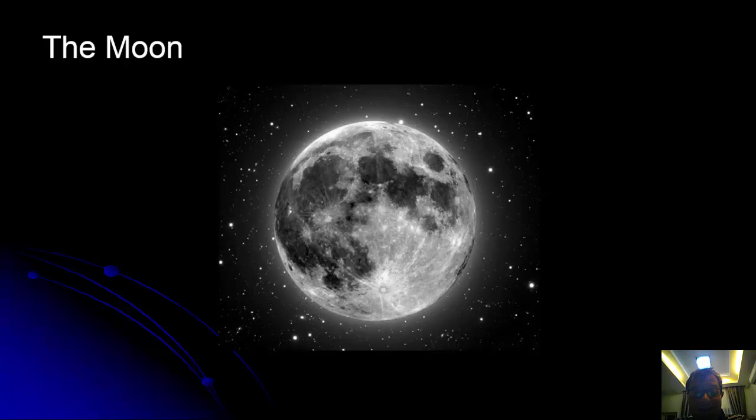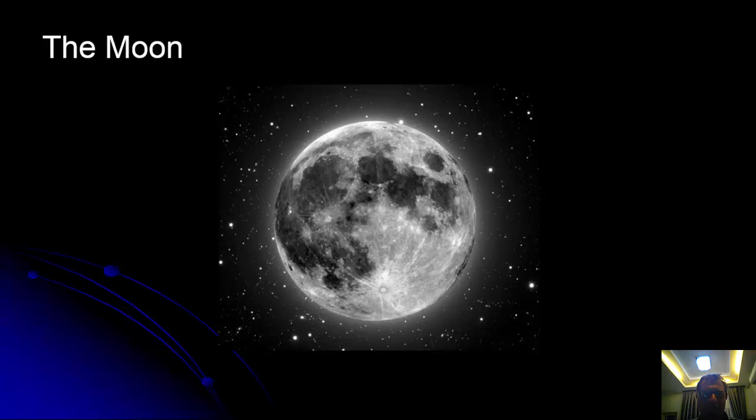It has its own axis, but what happens is that it rotates on an axis at the same rate as it rotates around planet Earth, so we only see one side of the moon ever. And the far side of the moon is not seen by us. It still receives sunlight from the sun, it just means that we do not see it.